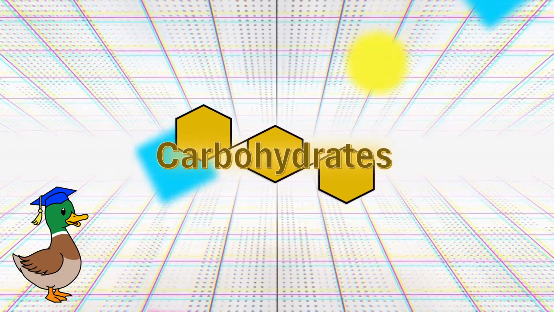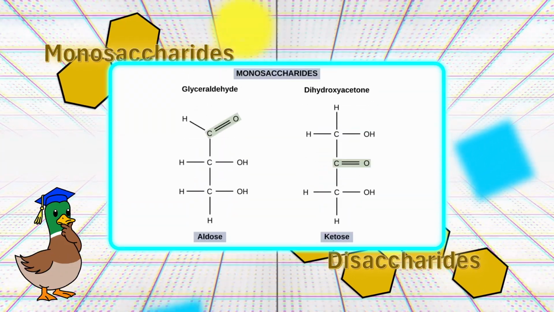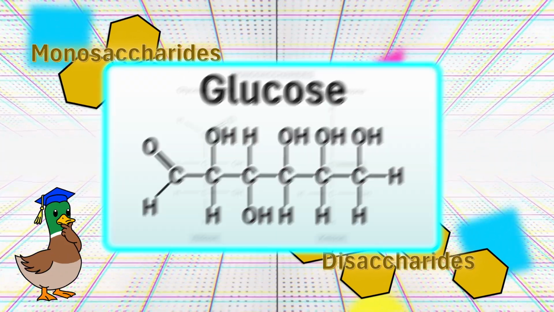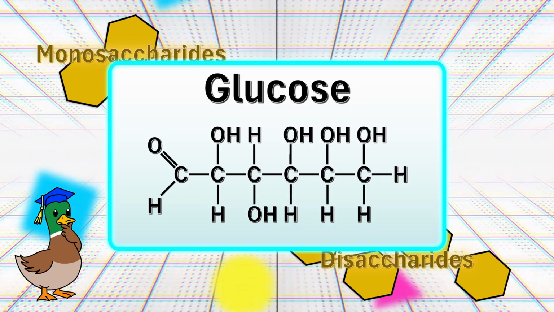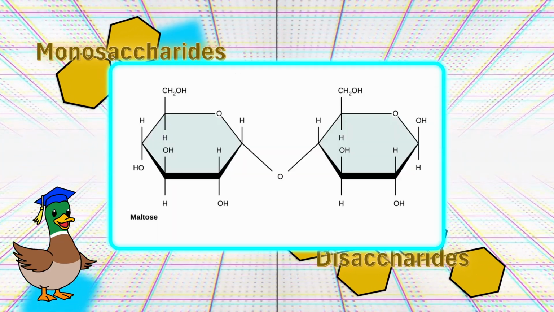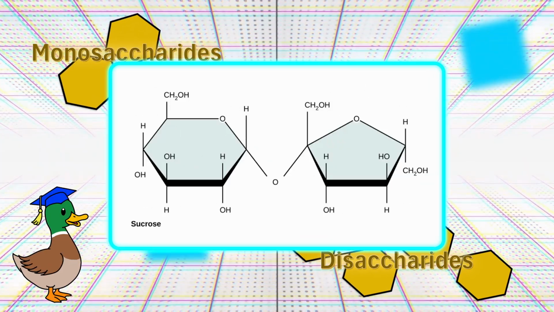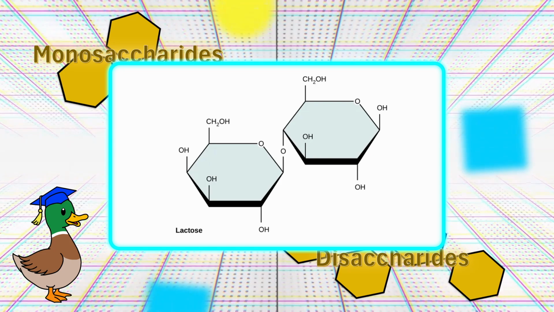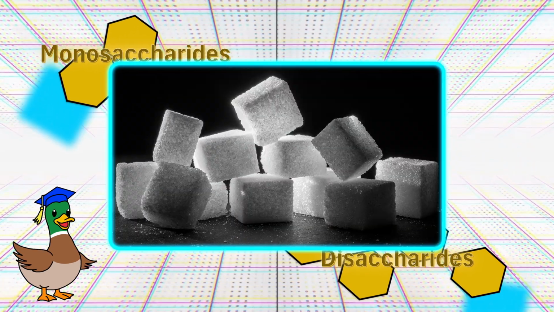Carbohydrates are classified as either monosaccharides, disaccharides, or polysaccharides. Monosaccharides are simple sugars, like glucose, which has the formula C6H12O6. These are the fuel that your cells run on. Link 2 monosaccharides together via dehydration synthesis, and you have a disaccharide. Sucrose, table sugar, and lactose, milk sugar, are 2 common examples. And get this, the prefix saccharide means sugar.